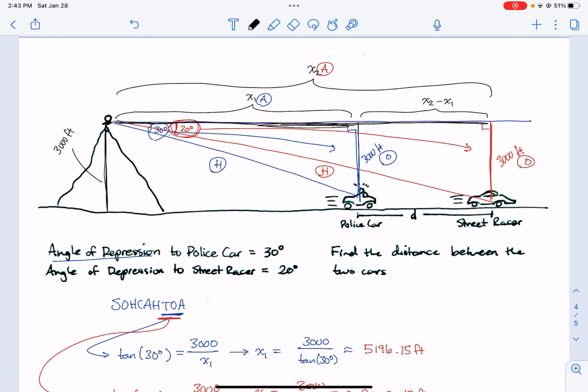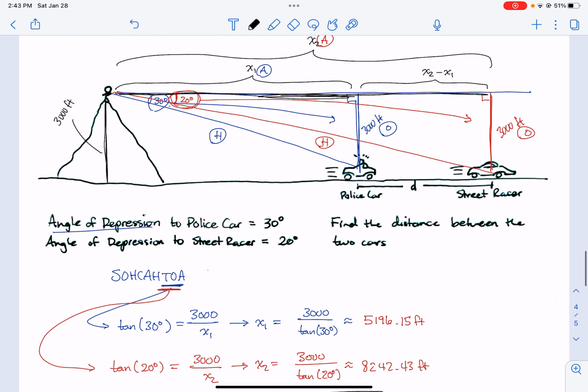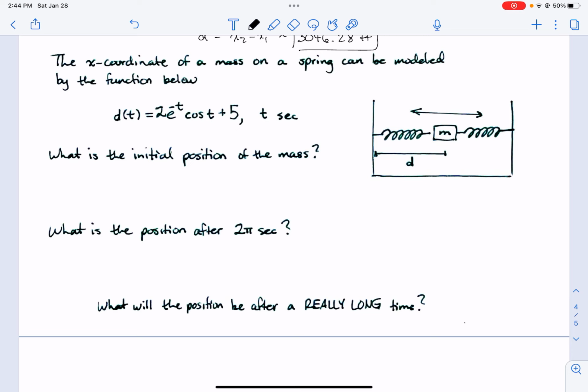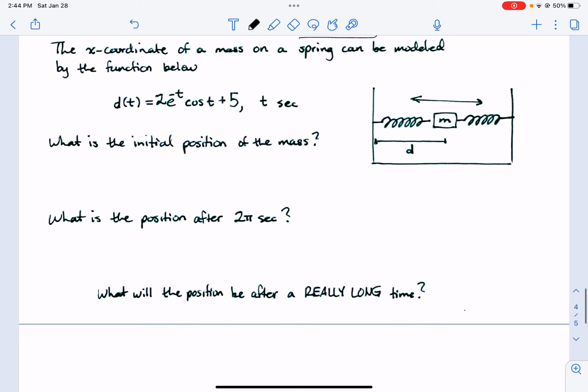So look for stuff that's actually going to help you solve the problem is the main point. All right, and then let me go down here. So we have a sort of real-world application. This is from 4.6. We talked about the damping factor, right? So our damping factor is essentially this part right here. This is our damping factor.